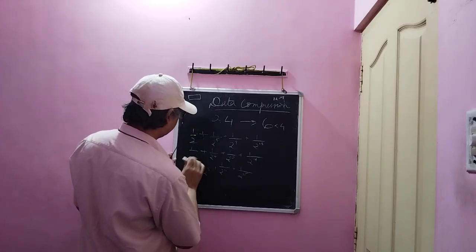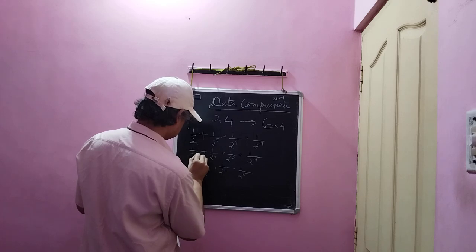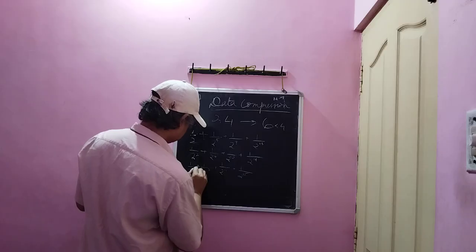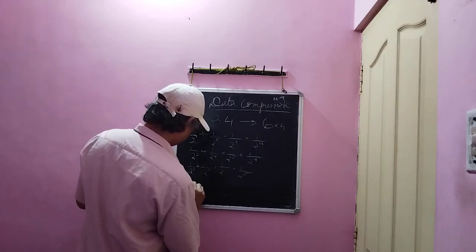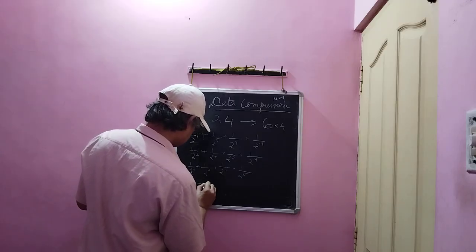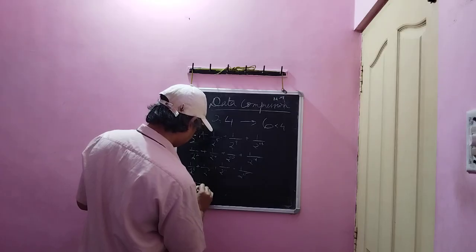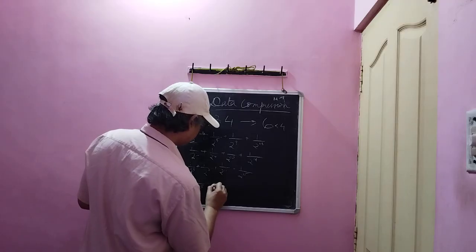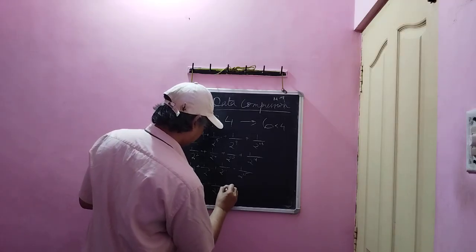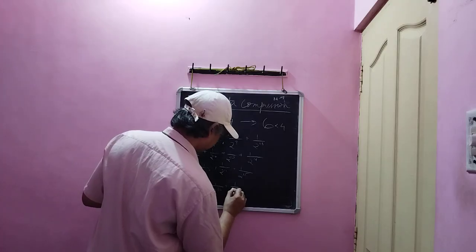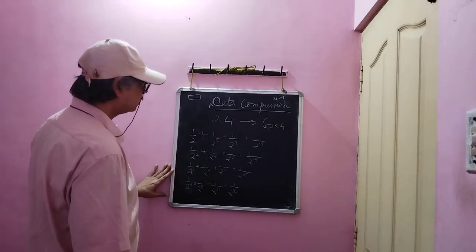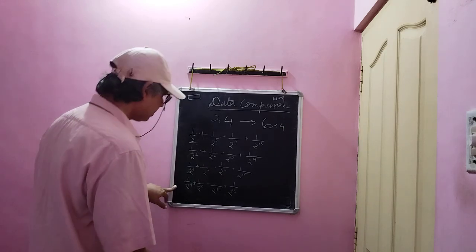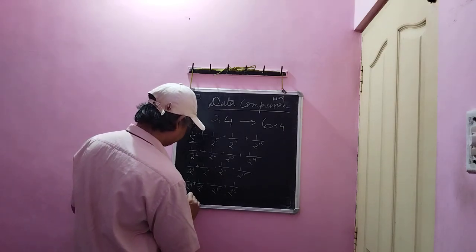4 will be 1 by 2 power 2. 8 will be 1 by 2 power 3. 1 by 2 power 4, plus 1 by 2 power 8 plus 1 by 2 power 12 plus 1 by 2 power 16. Okay. So, and the next one will be 1 by 2 power.